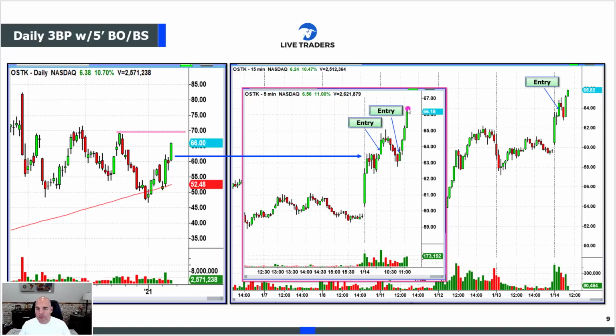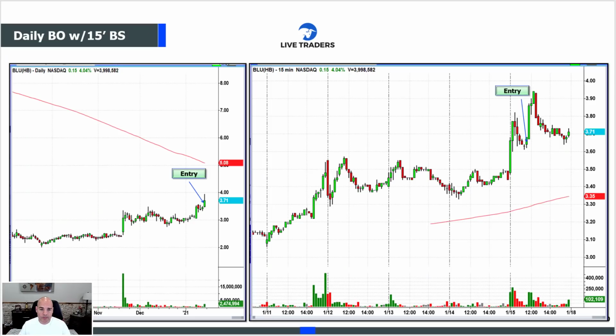This is the beauty. I don't want to call it free money, but it's almost free money. Okay? What was going to be a mediocre trade could now potentially be a fantastic trade. Okay? Let's do it again. Here's another example. What do we have?